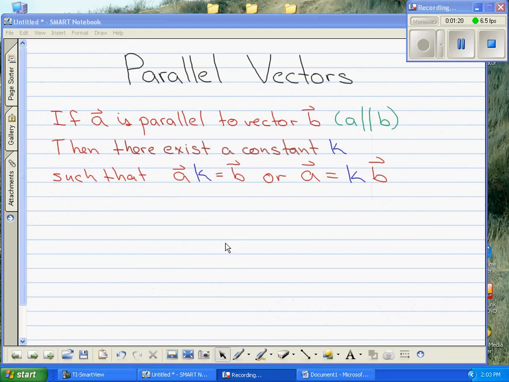To recap, parallel vectors. If vector A is parallel to vector B, and remember we write it like this, A parallel to B, then there exists some constant, some number k, such that vector A times a number is equal to vector B, or I could write it the other way around, vector A is equal to some number times vector B. Now, let's just look at a few examples since we already went over this in class.